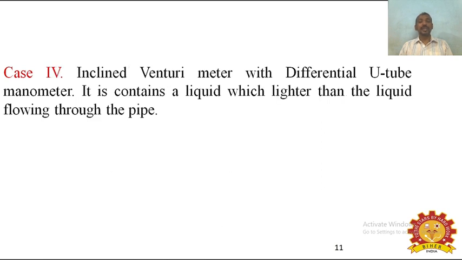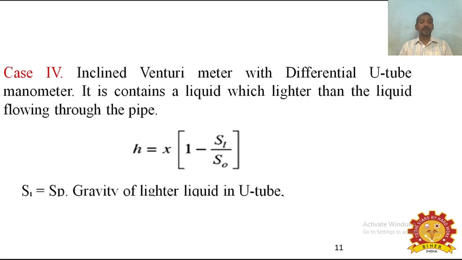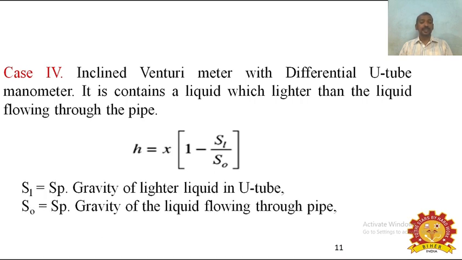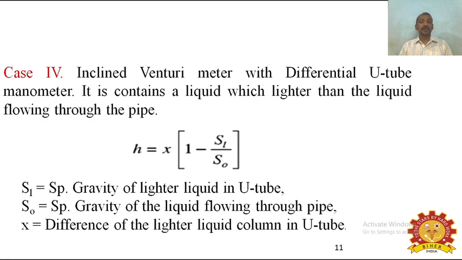Then the fourth one, inclined Venturimeter with differential U-tube manometer. It contains a liquid lighter than the liquid flowing through the pipe. So H is equal to X into (1 minus SL/SO). SL, as already discussed, means the specific gravity of the lighter liquid. SO means specific gravity of the liquid flowing in the pipe, and X means the difference of the manometer liquid column in the U-tube. Based on this we have to discuss the problem.